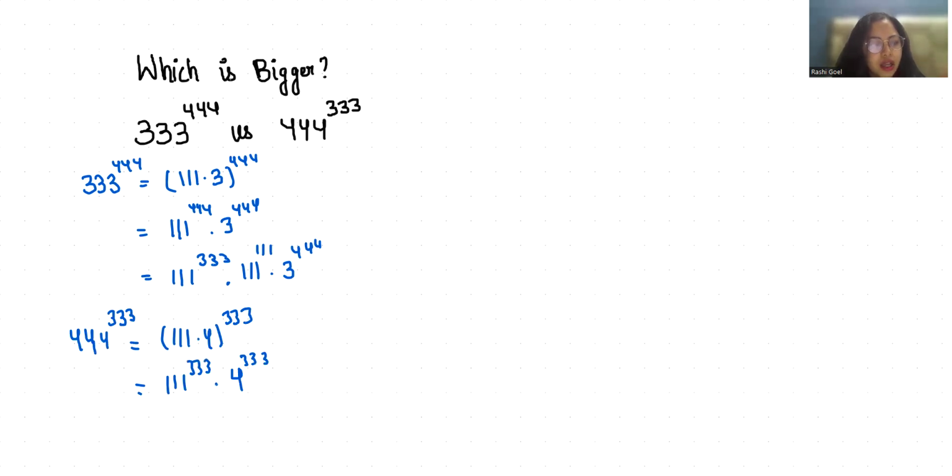Now we can see that in LHS and RHS, this term is common in both, so we can cancel out this term and compare the rest. So the left hand side is 111 power 111 times 3 power 444. And here the right hand side is 4 power 333.